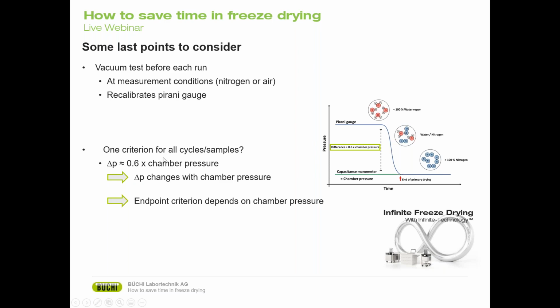And when we think about one criterion for all cycles, it's very important when you have different pressures that the maximum difference between Pirani gauge and capacitance manometer is always this 0.6 times the chamber pressure. So it's highly dependent on the chamber pressure. And that means that when you have a different chamber pressure, you might need to consider changing this pressure limit again, or at least do a dry run with the already established endpoint criterion, and then have a look at how it changes.